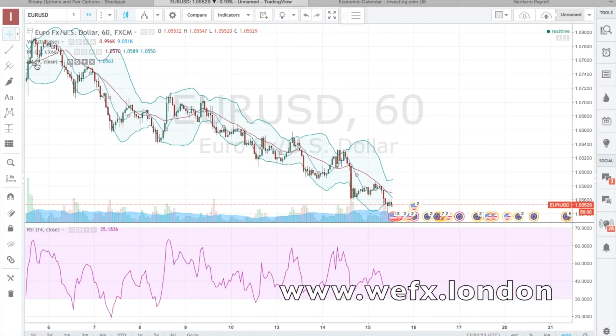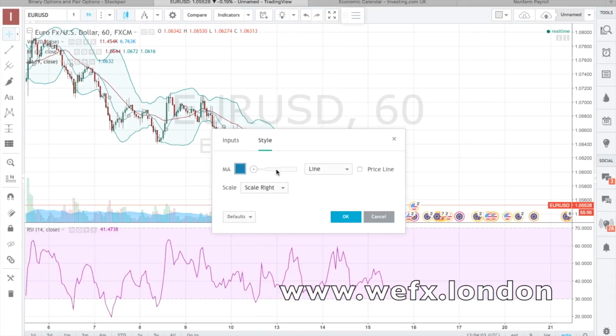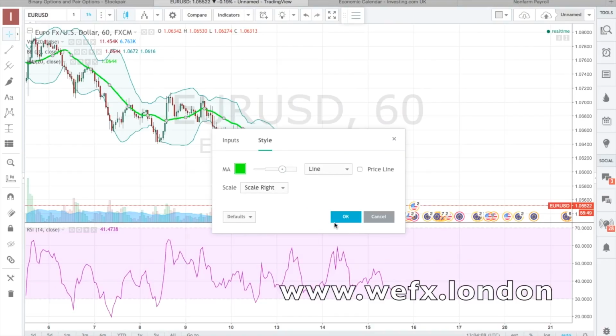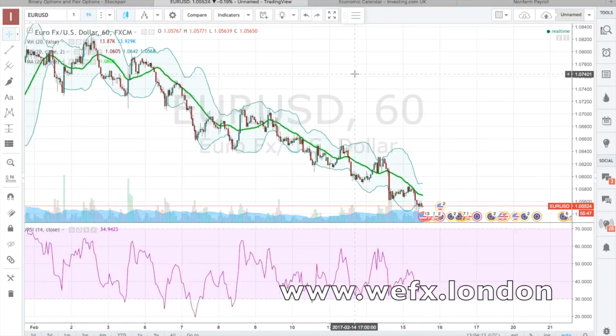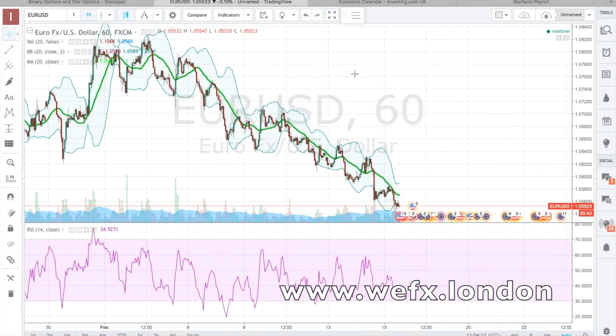So we change the moving average. You go here, go to settings, format, input. Let's just change this to 20, for instance, okay? We'll change the thickness of the line just so it's a bit more obvious, and we'll also change the color to green so we can see it nice. It's nice and colorful.